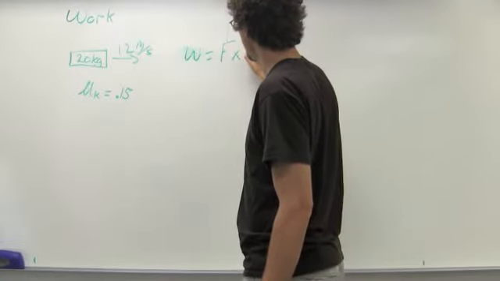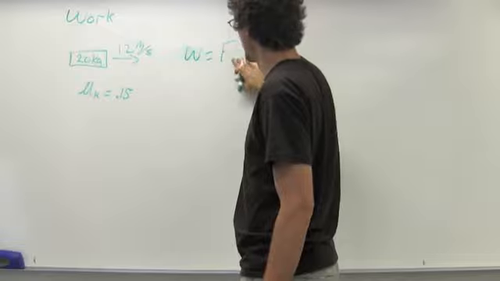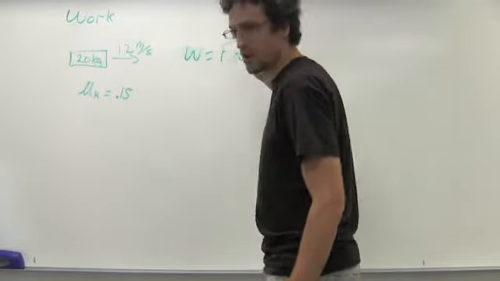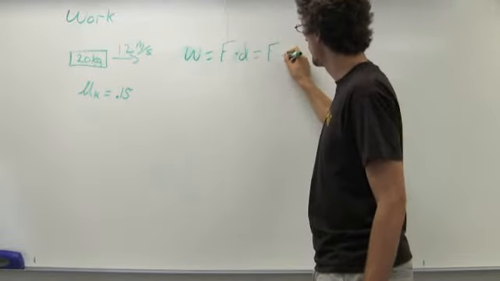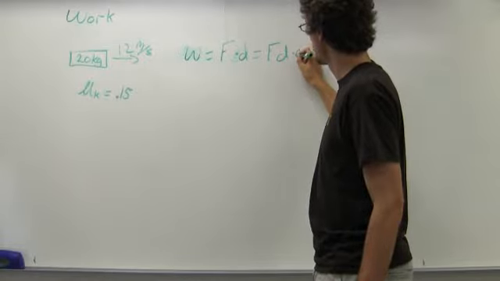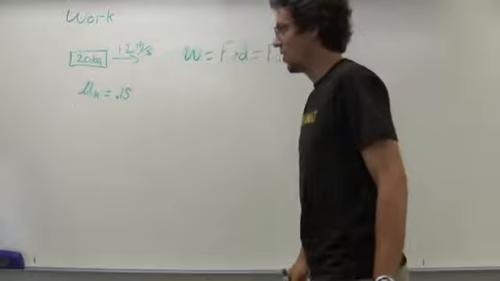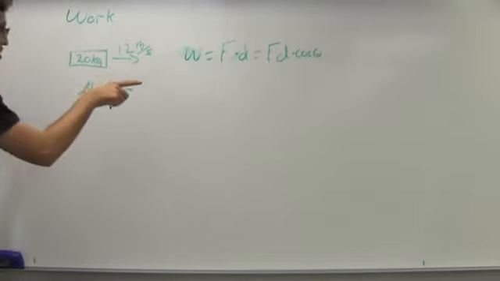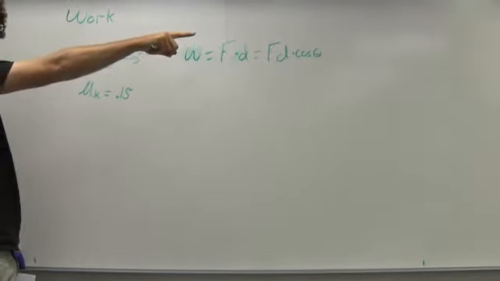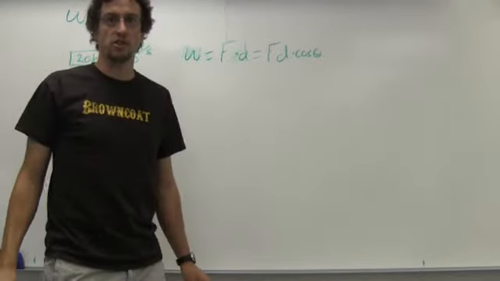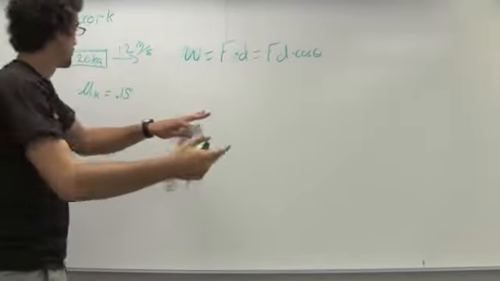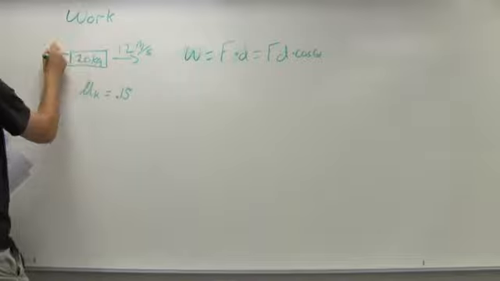force dot distance, don't want cross product, which is equal to force times distance times cosine of the angle between them. Okay? Well, let's examine that. We know the distance is going to be to the right. We also know what about the force of friction. It's going to oppose motion. So the force of friction is this way.